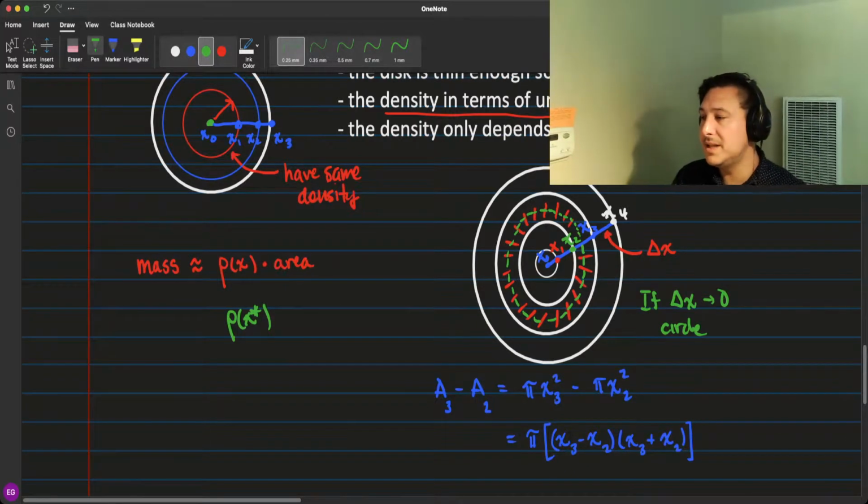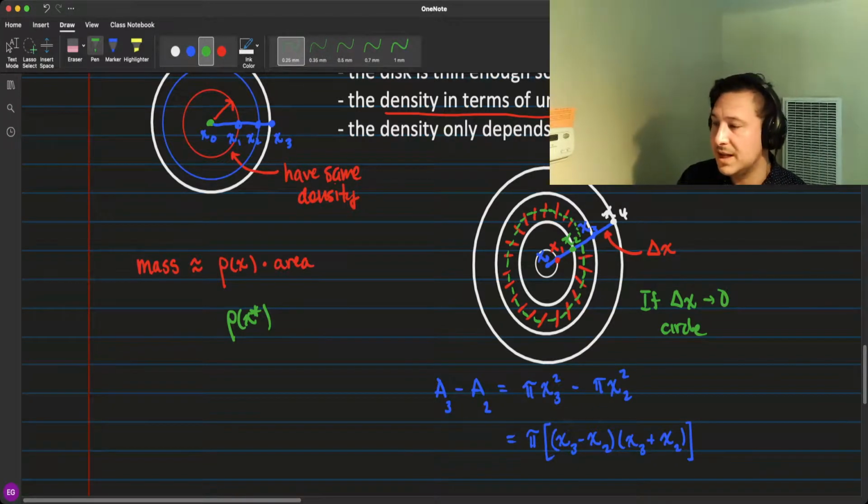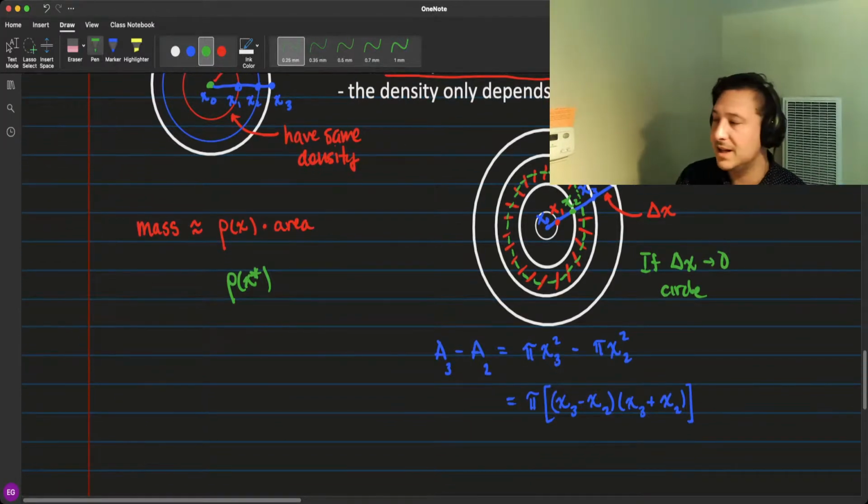So what do we know about the distance between x0 and x1, x1 and x2, x3 and x4? They're all equal to delta x, so which one of these is equal to delta x? Yeah, x3 minus x2. This is delta x. Cool, so we'll make that replacement.